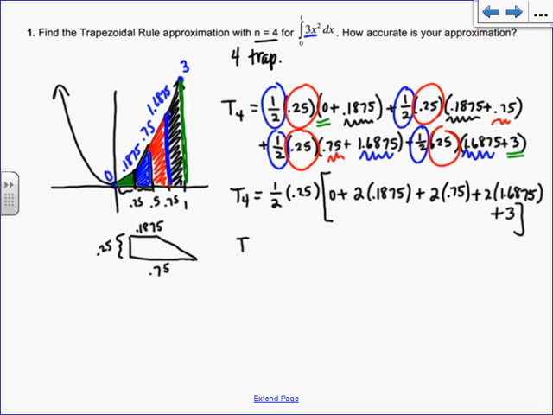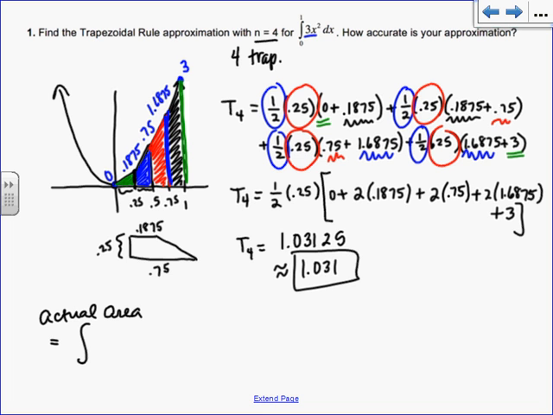All right, and then we can compute this. So if you find this value, you'll end up getting 1.03125. So we'll say, if we round to 3 decimal points, 1.031. Okay? So the question is, how accurate is your approximation? I told you the actual area has to do with antiderivatives, right? If I'm doing the integral from 0 to 1 of 3x squared dx, when I integrate, I get x cubed. When I go from 0 to 1, I get 1 cubed minus 0 cubed, which is just 1. Okay, so the actual area is 1, and we were pretty darn close with 1.031. We were just a little bit more than what you would think it would be.